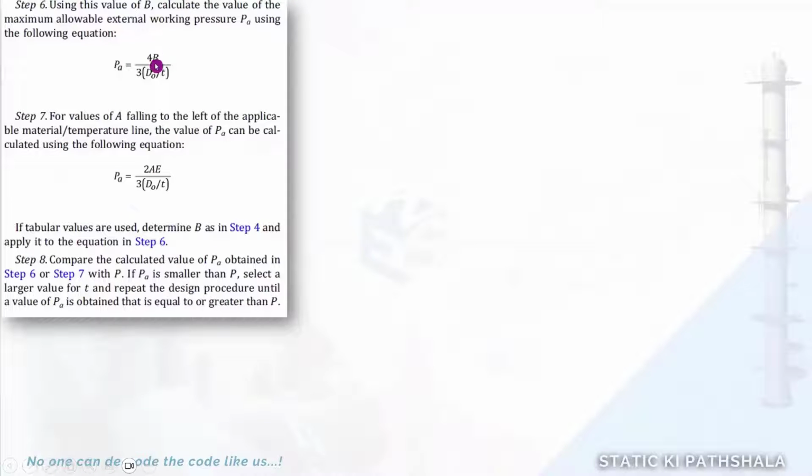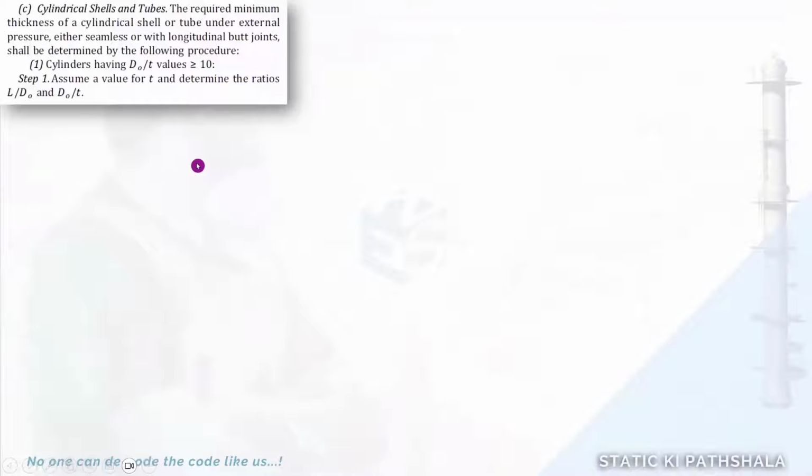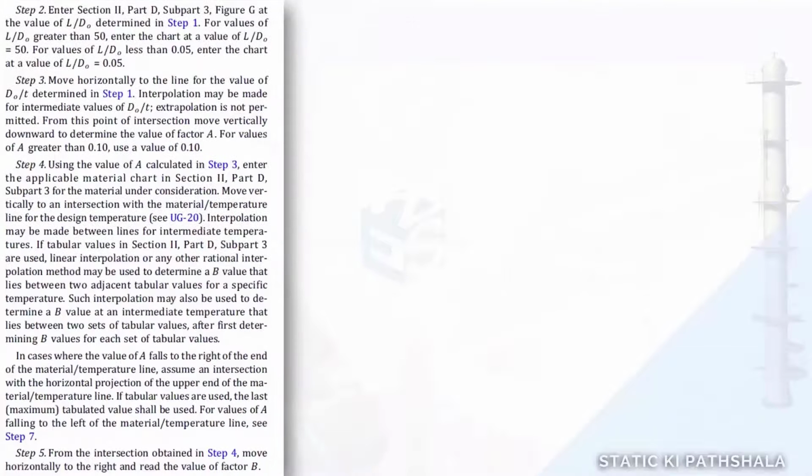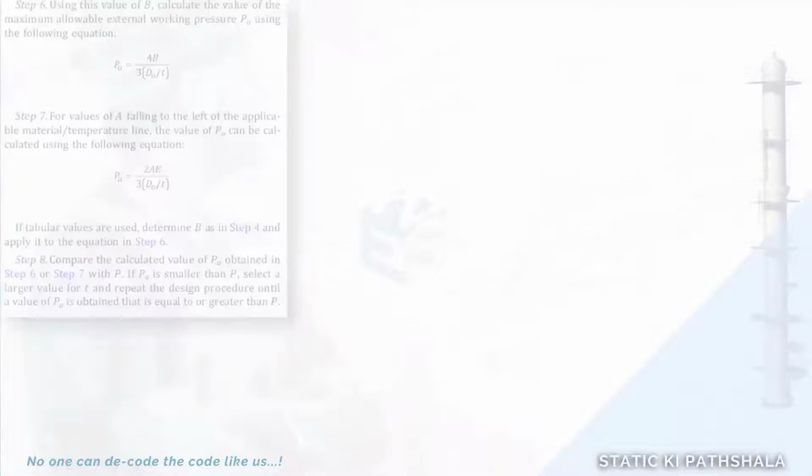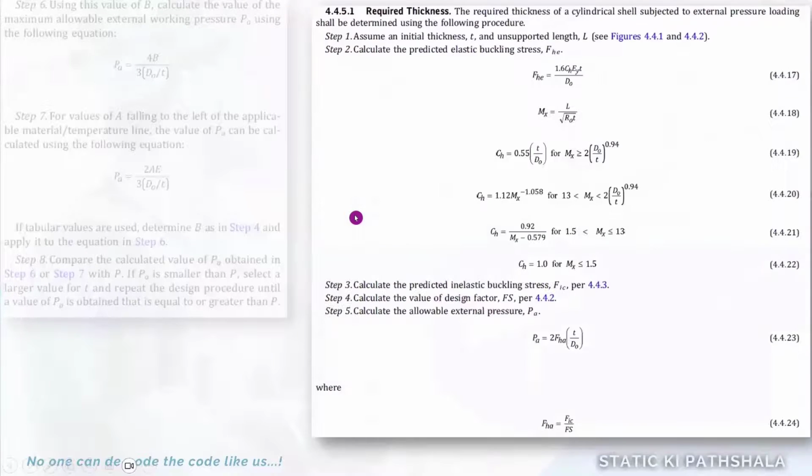And if factor B is not found, then you have to use factor A and 2/3 AE upon DO by T. So these are the equations and the procedure we follow when dealing with external pressure for the cylinder in division 1. Correct? So this procedure is in no way similar to what is given in division 2. It is way more different than what is given in division 1.